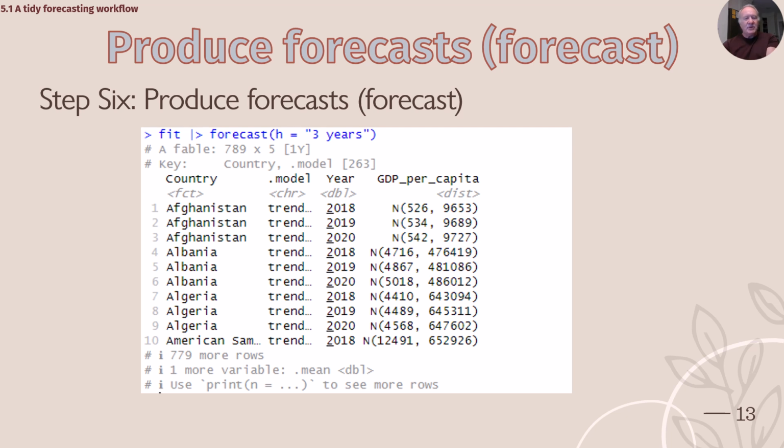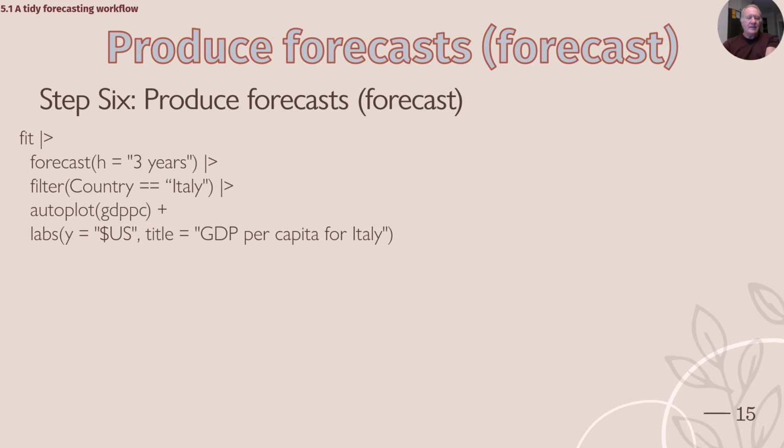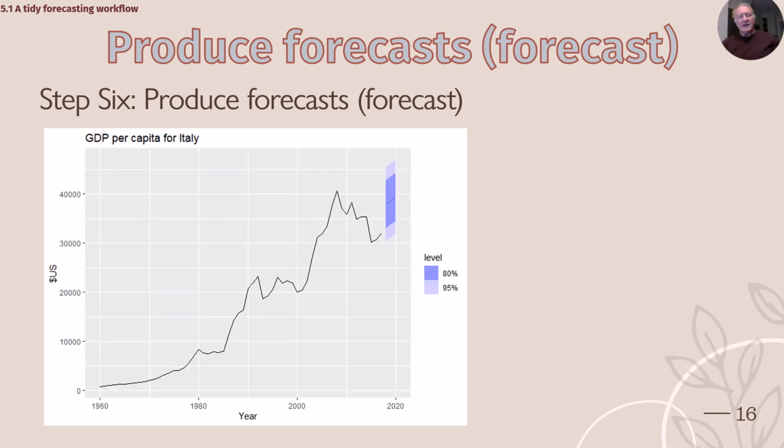So we'll go ahead and produce our forecast, and let's do it for 3 years. We'll forecast h equals 3 years, and the country is Italy, and we'll go ahead and plot it. So here we see our prediction, and you may notice that there's a solid line here, that's our prediction, and it follows pretty much the linear trend of the data.